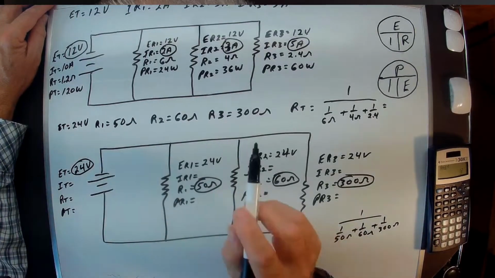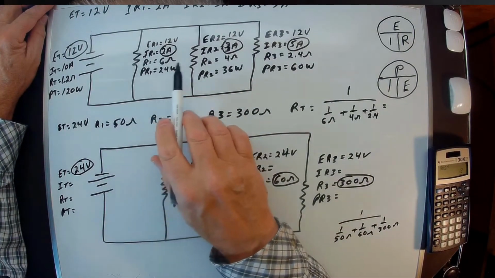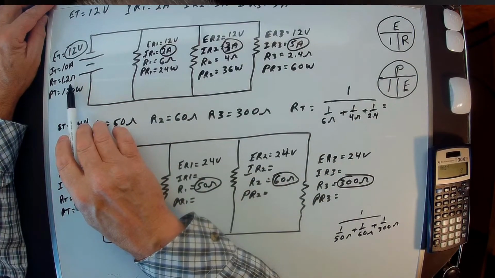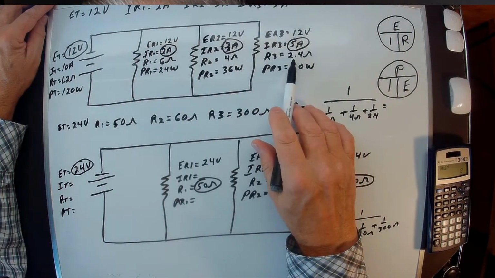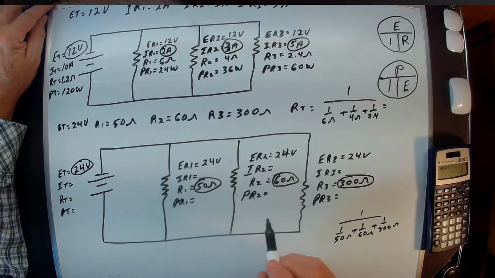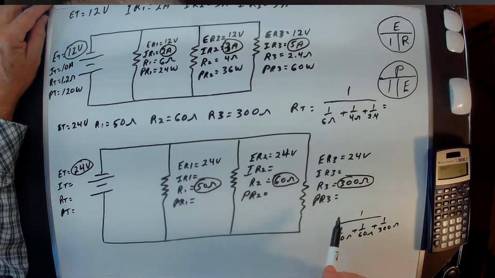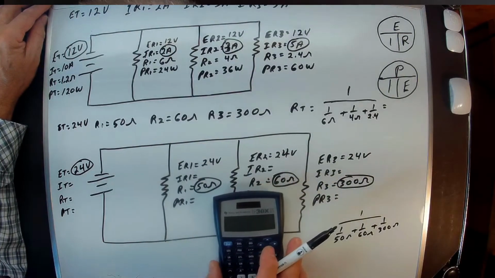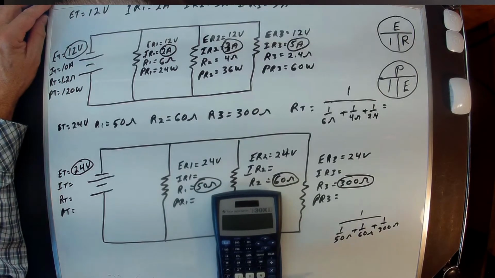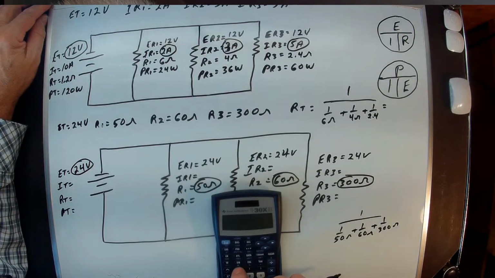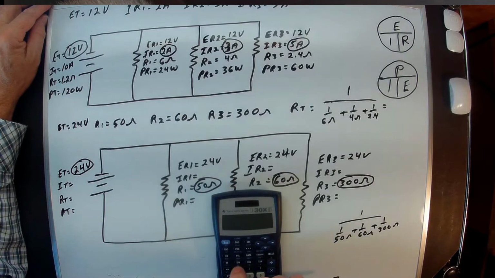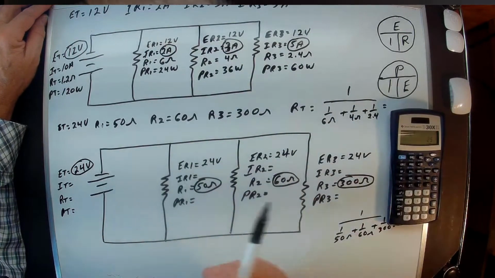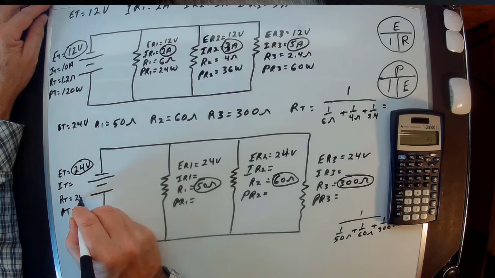And one thing, I don't remember if I mentioned this or not, but the total resistance in a parallel circuit will always be less than the smallest resistor. So you kind of just get a rough check of yourself. It's always going to be less. So we know that this total, if we do it right, is going to be less than 50 ohms. So let's just try it here. Let's do 50 reciprocal plus 60 reciprocal plus 300 reciprocal equals, and that's 25 ohms. So 25 ohms.